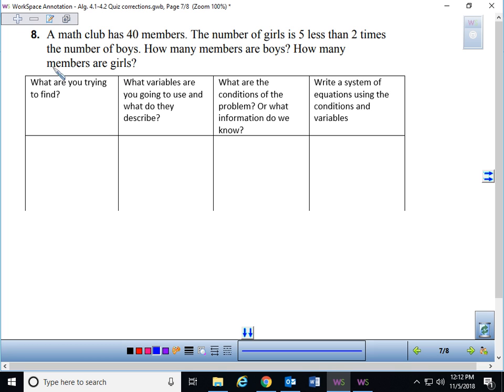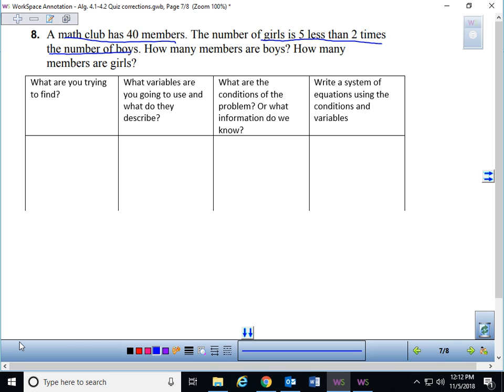Question 8. A math club has 40 members. That's nice. That sounds like some good information. Let me underline that. Then, the number of girls is less than 2 times the number of boys. How many members are boys and how many members are girls? Okay, so let's go to each question.